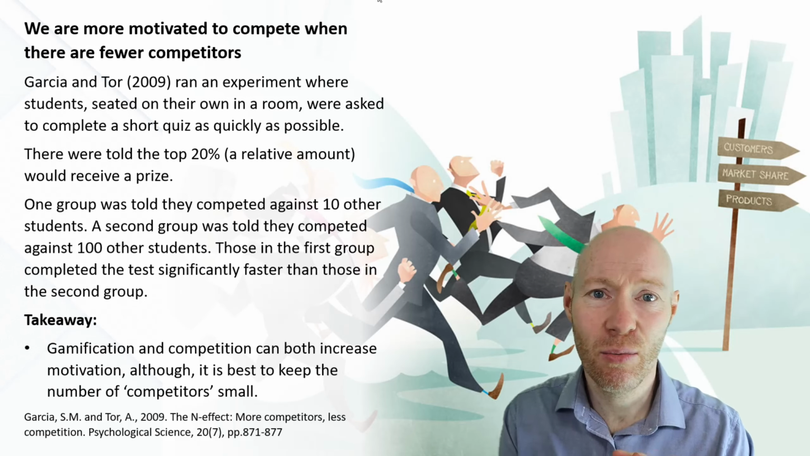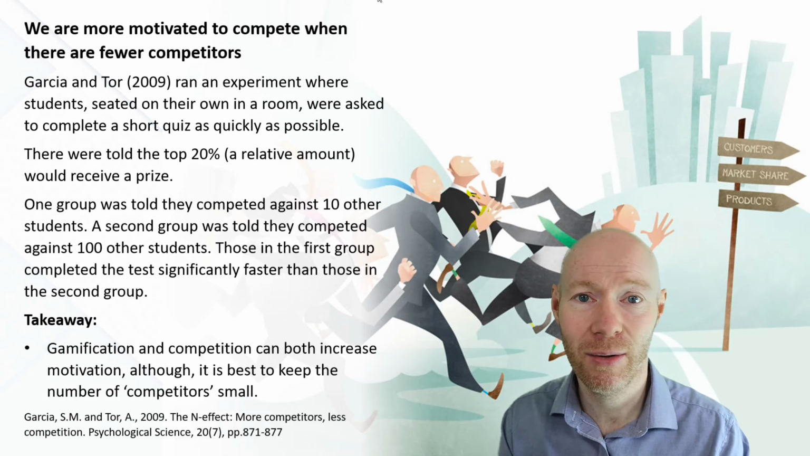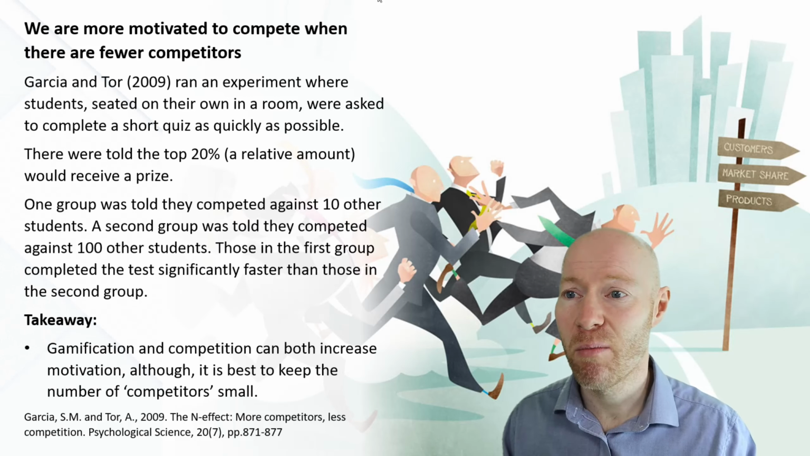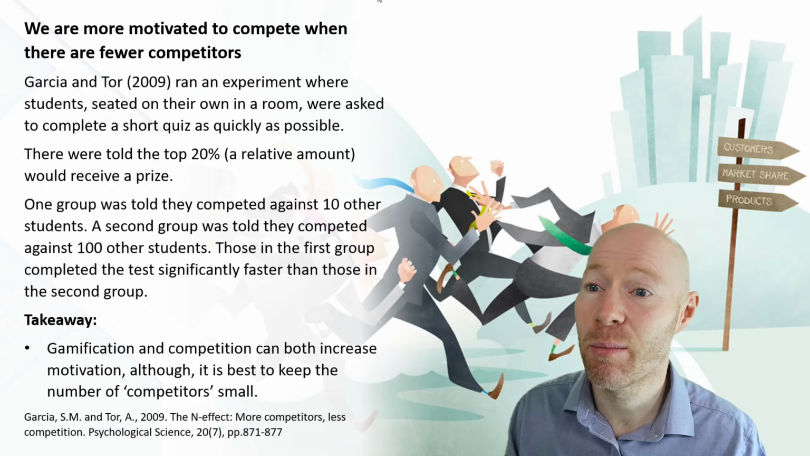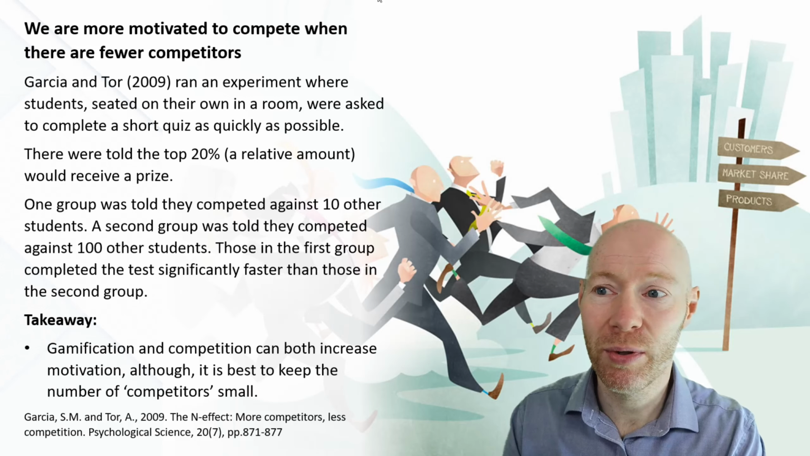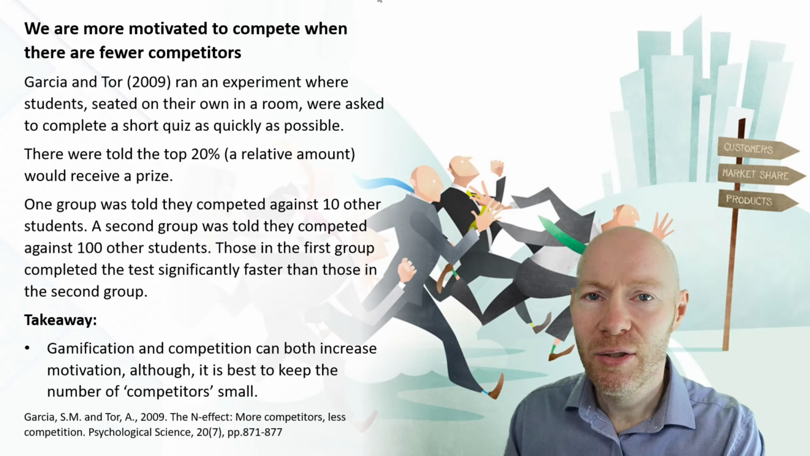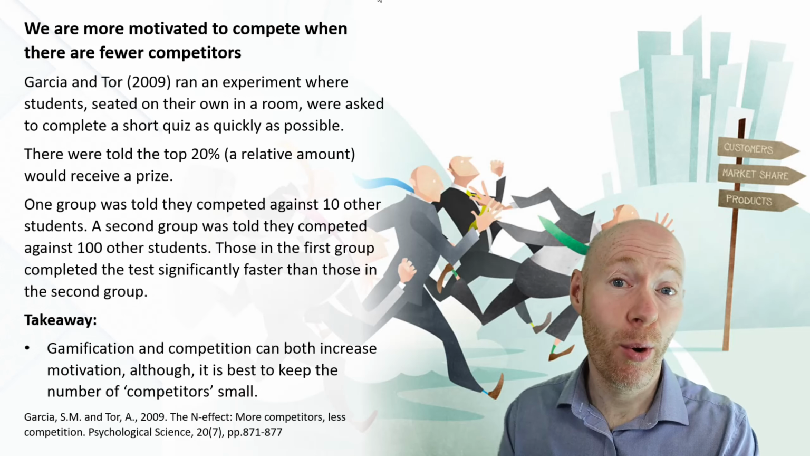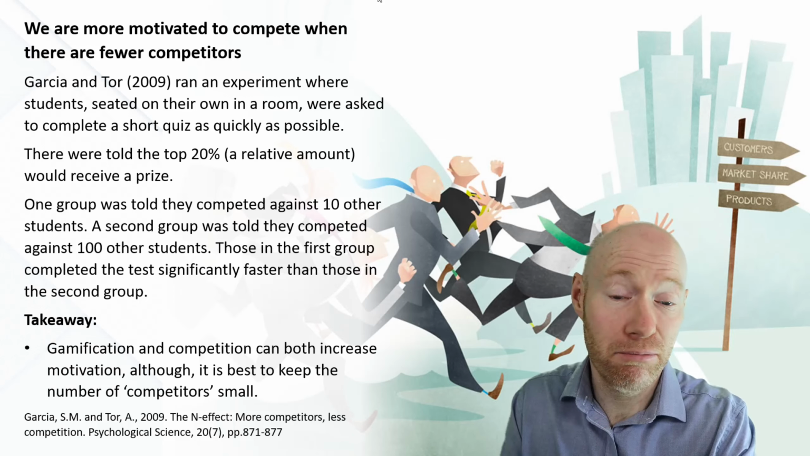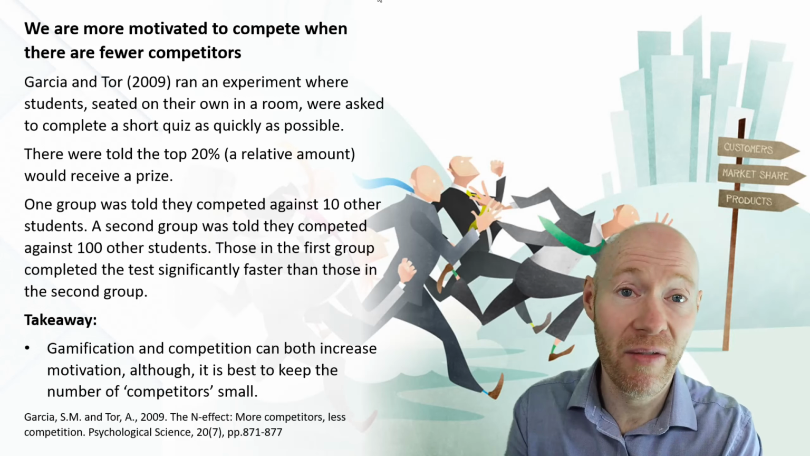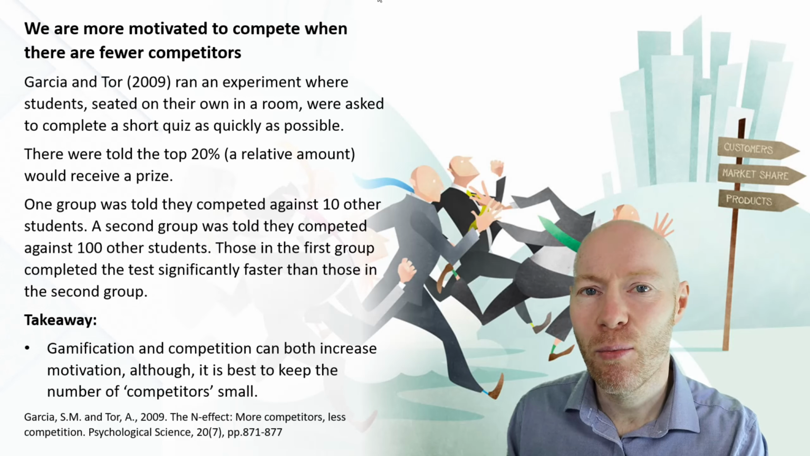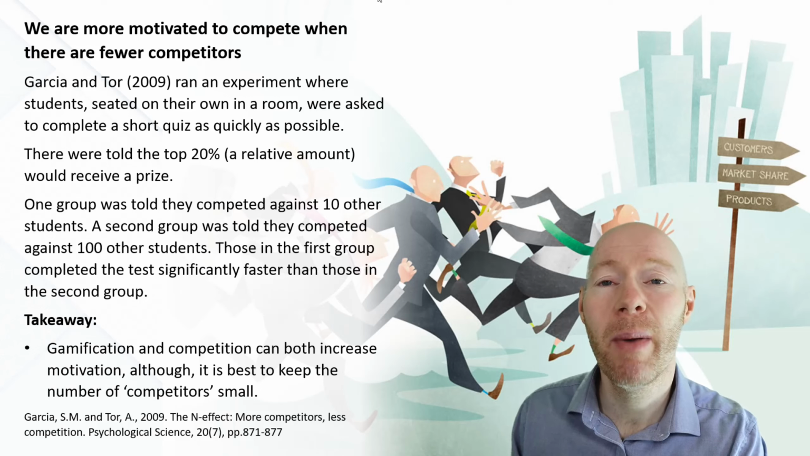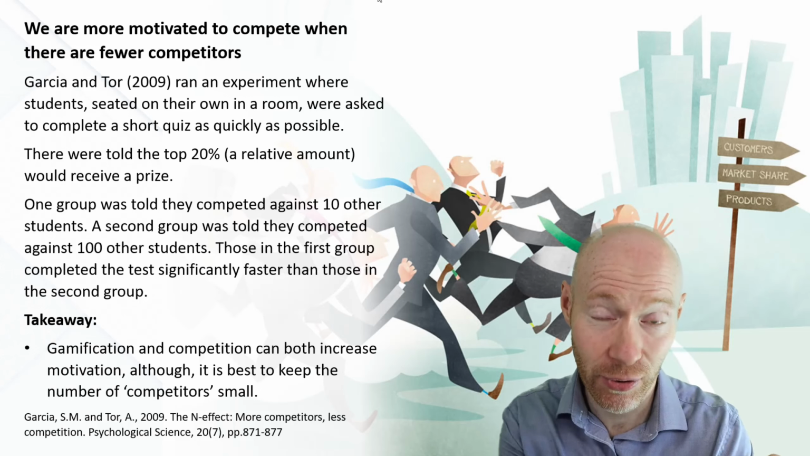So 20% is a relative amount. It doesn't really matter what the absolute number is. The top 1 in 5 people is then going to get a prize. So everybody was told that as well. That, from a logical point of view, should mean that if I'm in the top 20%, then I'll get my prize. Alongside that, one group was told that they were competing against 10 other students.